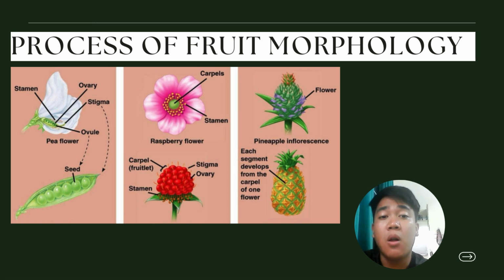These multiple small fruitlets, carpels, from a single flower cluster together to form one fruit. And the last one is multiple fruit, which is fruit pineapple. The entire fruit develops from the fused ovaries of an entire cluster of flowers, an inflorescence.